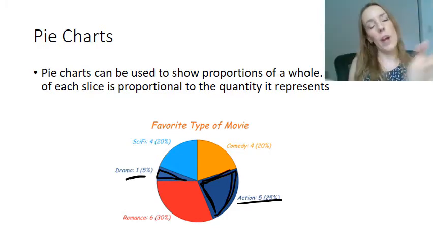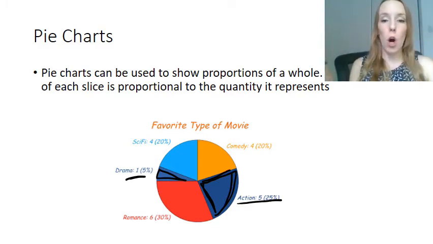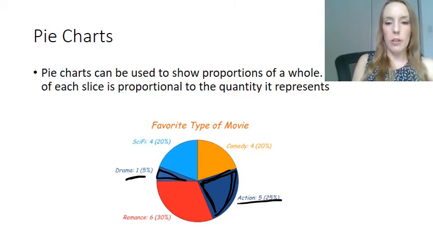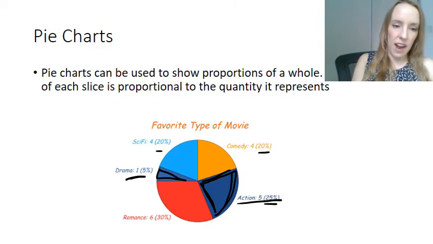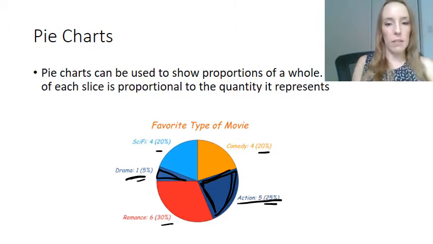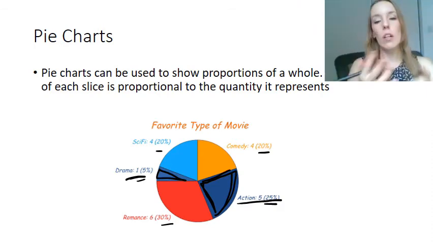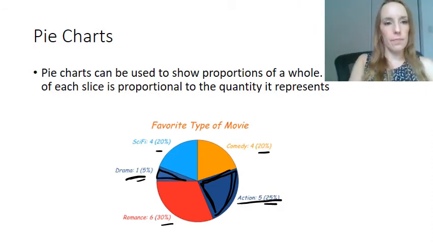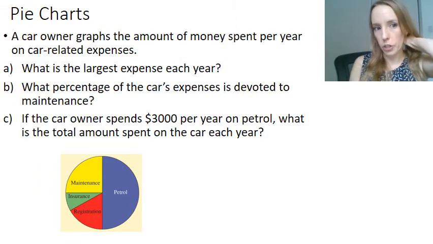So the size of the wedge represents the percentage of the whole. So if we were to add up all our values, so the 25% that like action, the 20% that like comedy, 20% who like sci-fi, 5% that like drama, and 30% that like romance, if we were to add all of those together, we would get 100% because the whole amount is the whole circle. Okay, so we're going to do some questions on a pie chart.